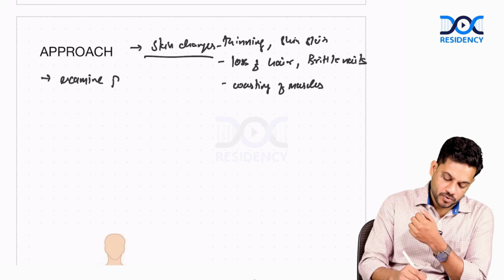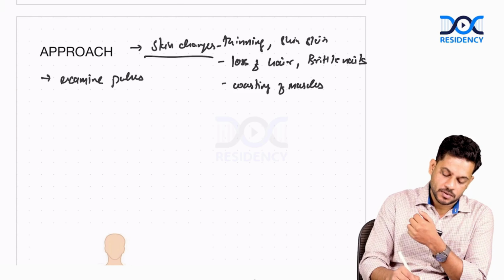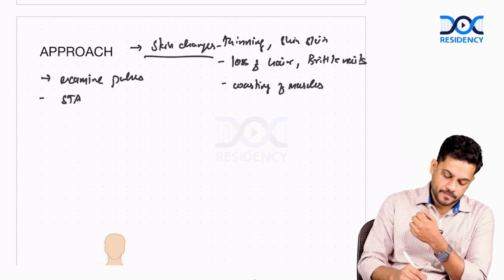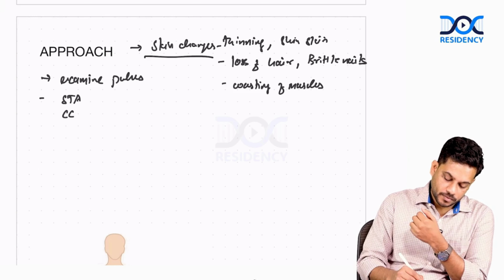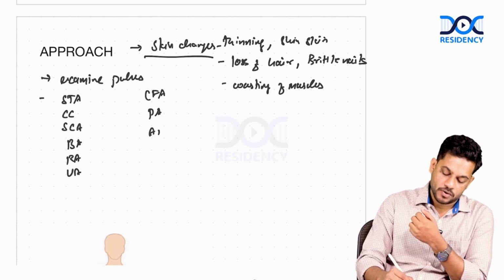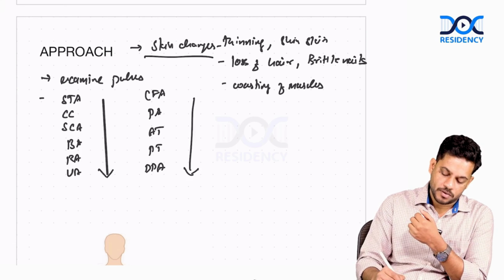Next thing is you have to examine the pulses. Pulse examination starts from the superficial temporal artery, carotid, subclavian, brachial, radial, ulnar, and in the lower limbs it's common femoral, popliteal, AT, PT, and DPA.